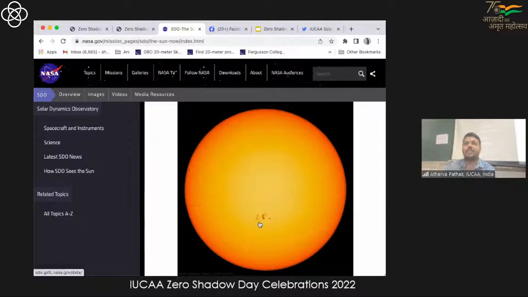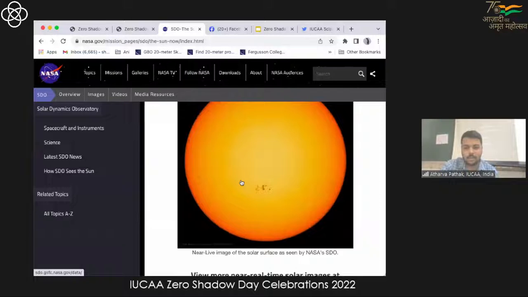Now we have some of the best filters. We have solar goggles, which you can directly put on your eyes. And if at all there is a very big sunspot, you can see the sunspot directly. You all must have seen or used a solar goggle during an eclipse. So that was about the sunspots.